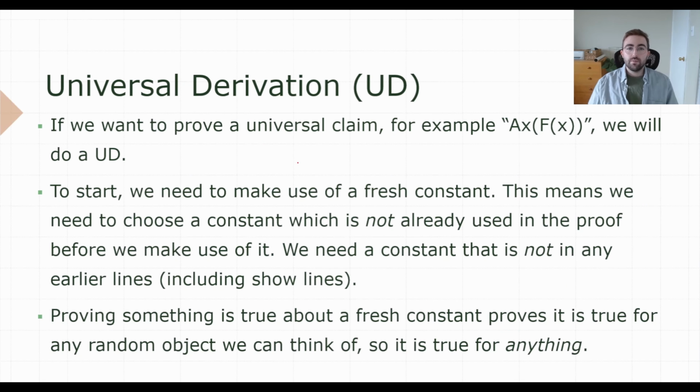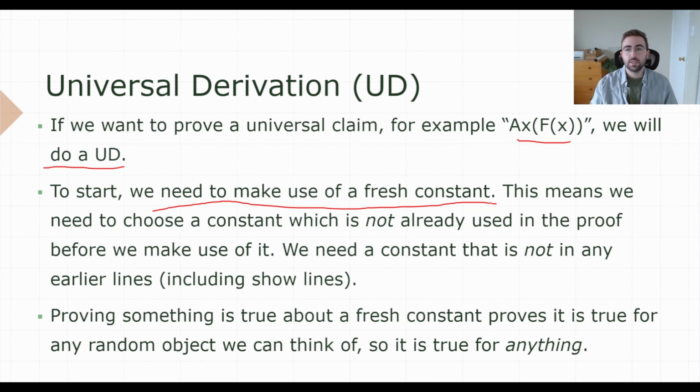Okay, so if we want to prove a universal claim, so for example, we want to prove that for all x's, x is an f, we'll do a universal derivation. So to start, we need to make use of a fresh constant. A fresh constant is a constant, so one of those letters from the beginning of the alphabet, that is not already used in the proof at all before we make use of it.